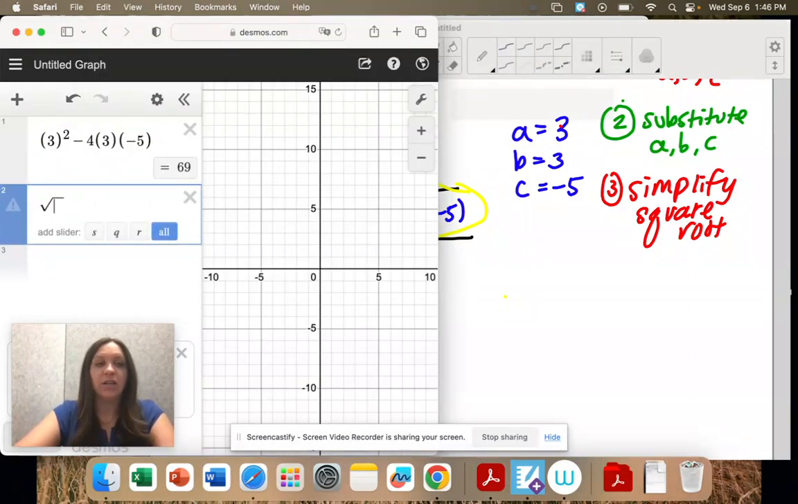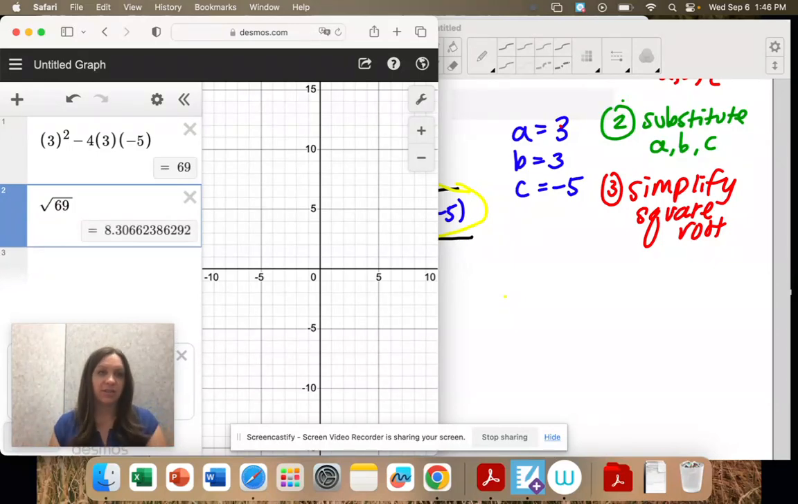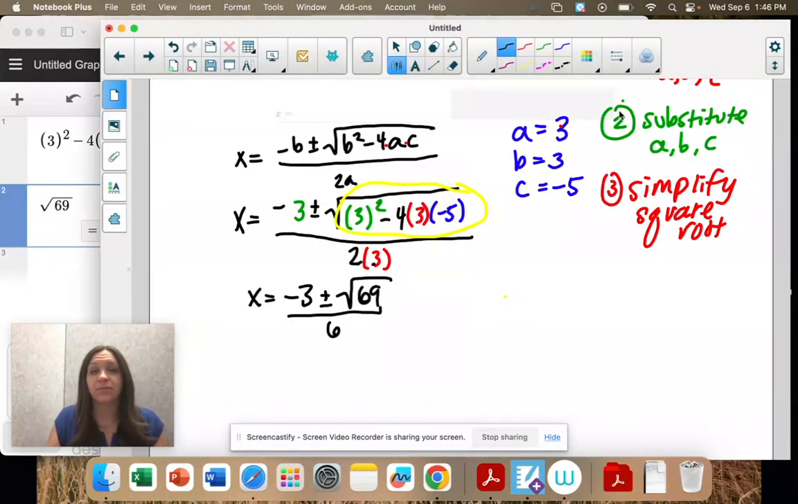And I don't think our square root's a perfect square. You can check by entering it separately. If it gives you a decimal, it is not a perfect square. And that means we have to leave it. So we're done simplifying.